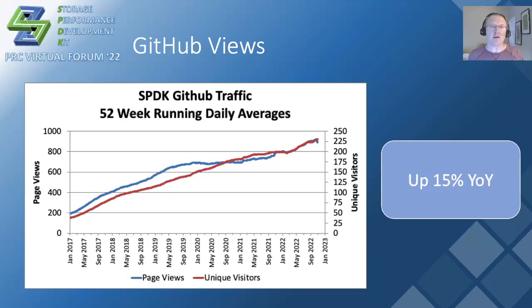We also like to take a look at our GitHub statistics, just what kind of traffic we are getting to the SPDK GitHub page. We continue to see this increasing. We're seeing about a 15% year-over-year improvement here.